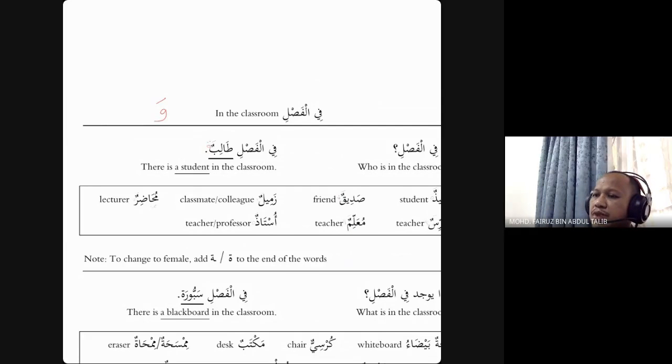We will have one oral quiz towards the end of our semester. One of the questions is that we will give you a picture, for example, a picture of a classroom, and we will ask you, what do you see in the classroom? This is one of the answers you can give: fil fasl ustaz wa talib. So remember this one, fil fasl.